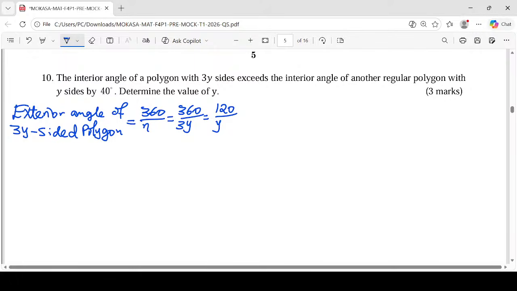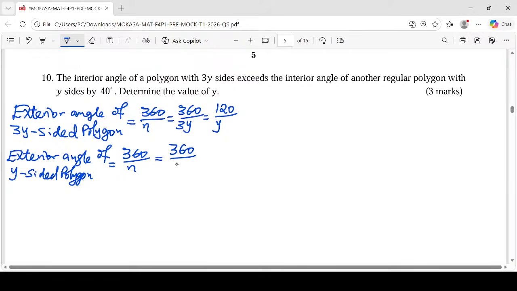Let's also compute the exterior angle of a y-sided polygon. The exterior angle of any polygon is normally given by 360 divided by n, where n is the number of sides. So in this case, it's going to be 360 divided by the number of sides of this polygon, which is y. So that is 360 over y.